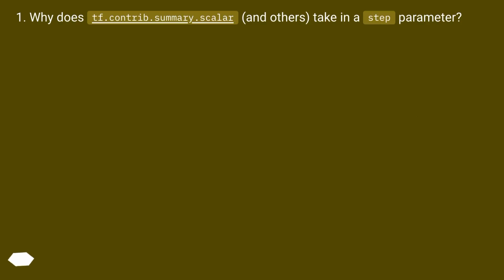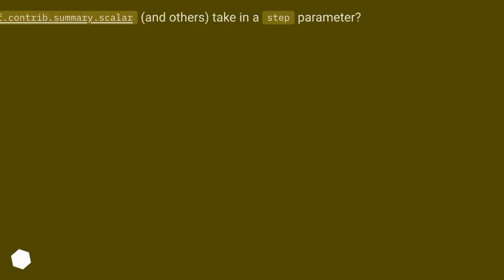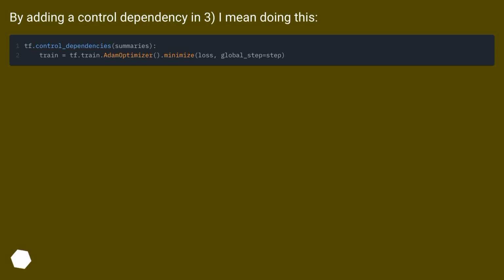Why does tf.contrib.summary.scalar and others take in a step parameter? By adding a control dependency in 3, I mean doing this.